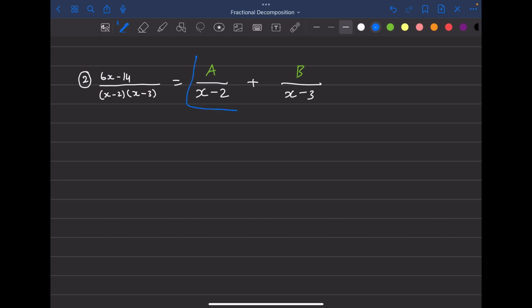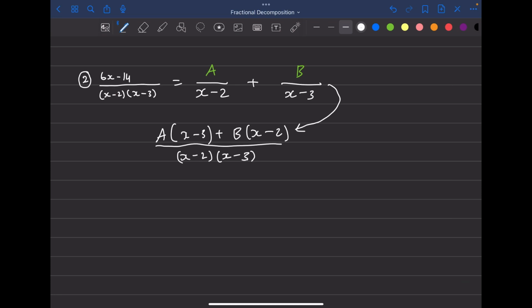Now let's add these up and find a common denominator and just combine them into one fraction. So we will get a times x minus 3 plus b times x minus 2 all over x minus 2 times x minus 3. If it seems like I skipped steps here, you can try this alone, but all I did was find a common denominator and put them together as one fraction. Then you can expand this, make it look nicer. We would have ax minus 3a plus bx minus 2b all over x minus 2 times x minus 3.